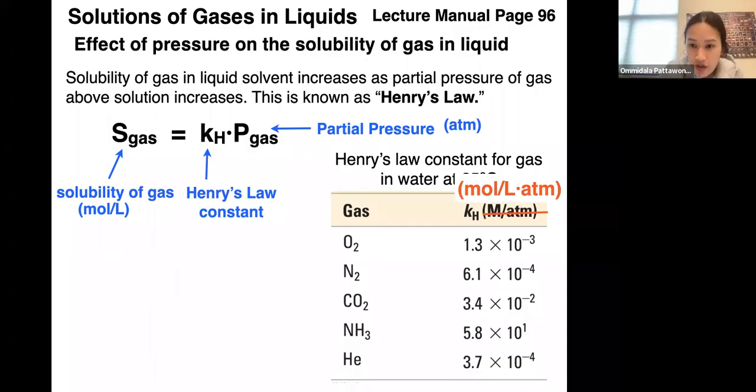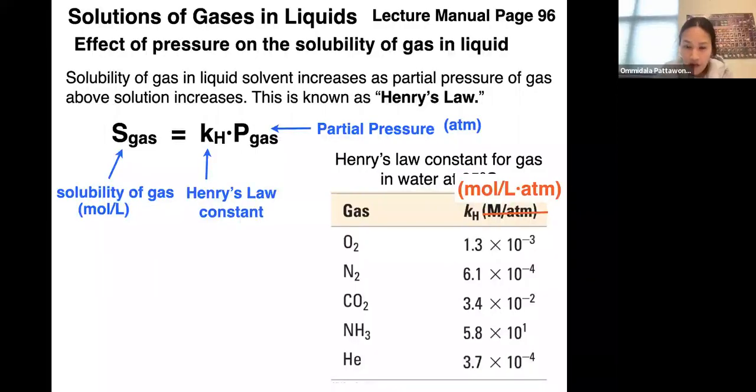So if you're looking at this, what does it mean? Let's say you have oxygen gas. If you have 1 atm pressure of oxygen gas, you are able to dissolve 1.3 times 10 to the negative third mole of oxygen per 1 liter of the solution. That's what it means. If you have 1 liter of solution, you are able to dissolve this many moles of oxygen. Same thing here with helium: if you have 1 atm pressure of helium, for 1 liter of the solution, you are able to dissolve this many moles of helium. That tells you how many moles can actually dissolve per 1 liter of the solution at 1 atm.